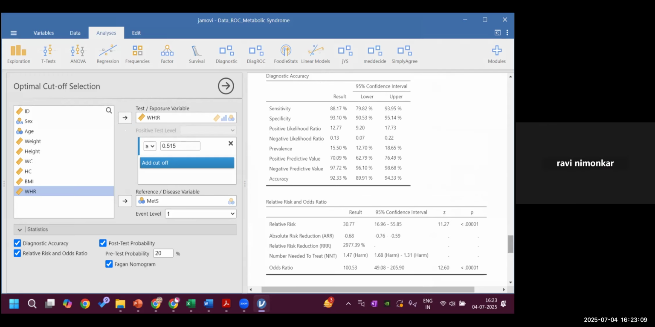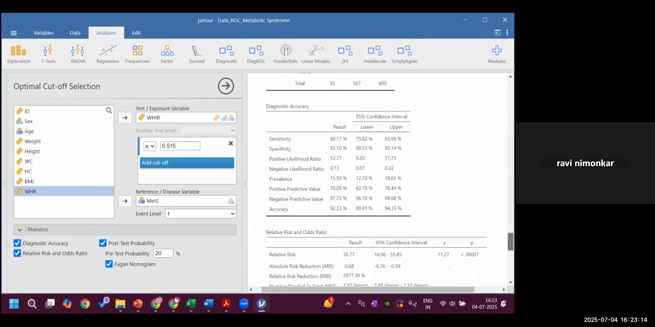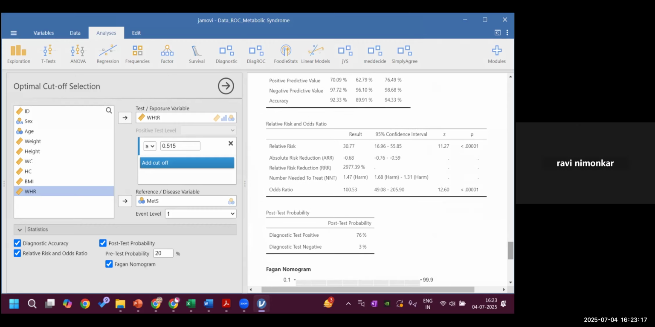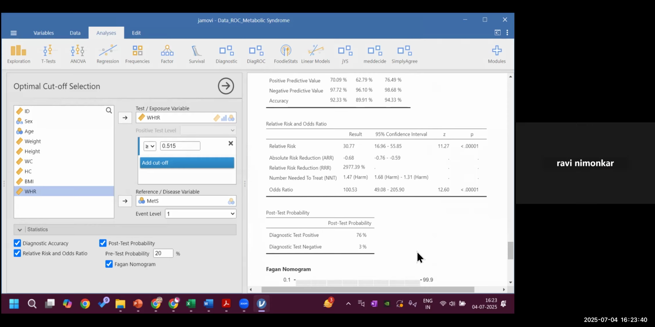Ma'am, can you go up on this table, ma'am? No, below, ma'am. Yeah. So the diagnostic test negative, the post-test probability is 3%, which means that it can miss out on 3% of the people who are actually positive. That means if the test is coming negative, out of 100, there are only 3% chances that person will actually have the disease. So the false negativity will be approximately 3%, right, ma'am?